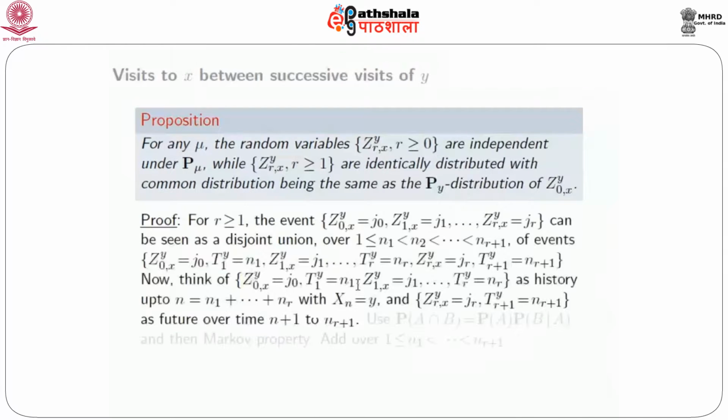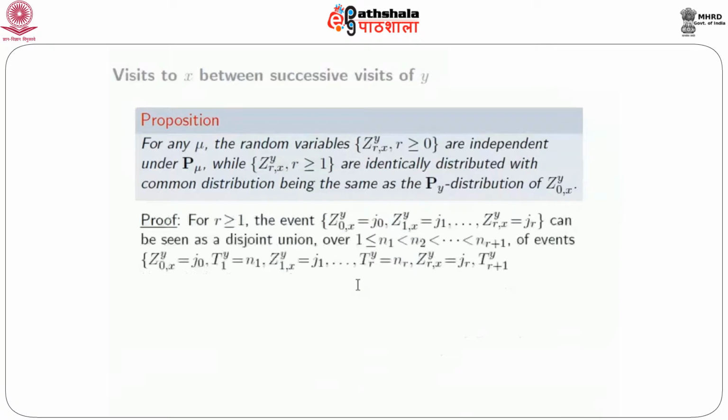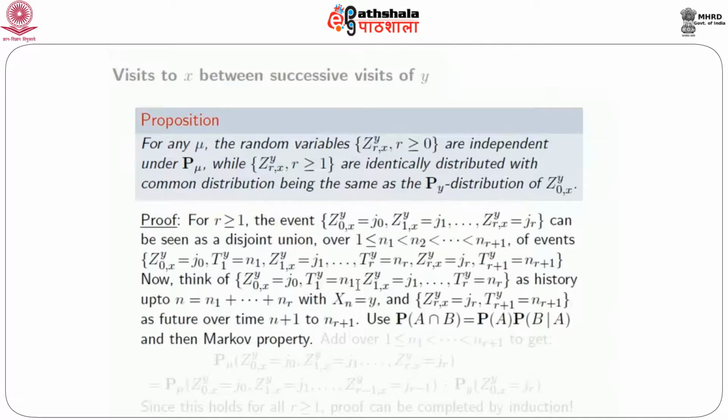Now think of this composite event that we have written, including the values of T_r, different T_r's for r equal to 1 to r plus 1. Part of that is going to be thought of as history. Which part? Namely the part that starts from Z_0^{xy} equal to j_0 etc., goes all the way up to T_r equal to n_r. So there all that is involved is the history up to time n, which is just n_1 plus n_2 plus ... n_r. You can clearly see that that part of the event involves only history up to that time with X_n equal to y, because we are assuming that T_r is n_r.